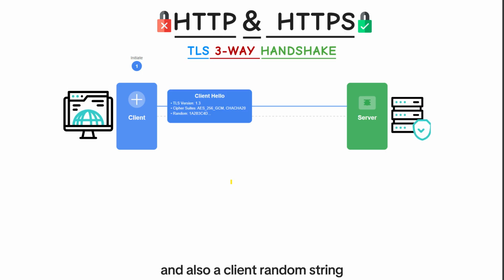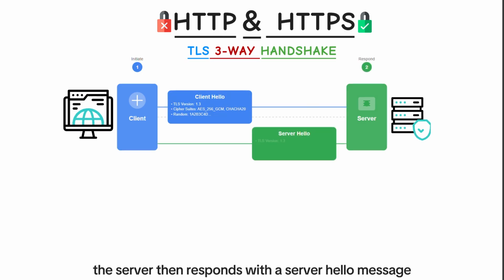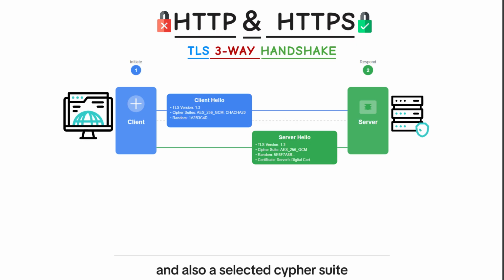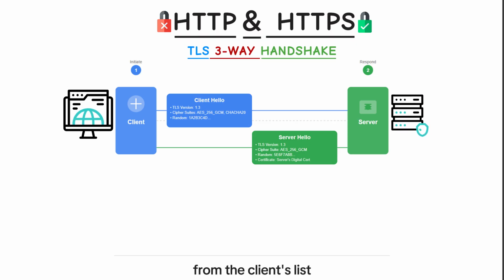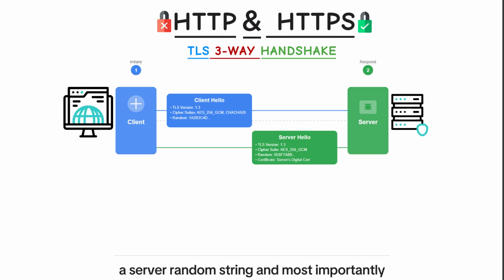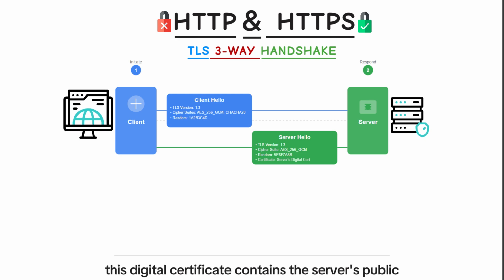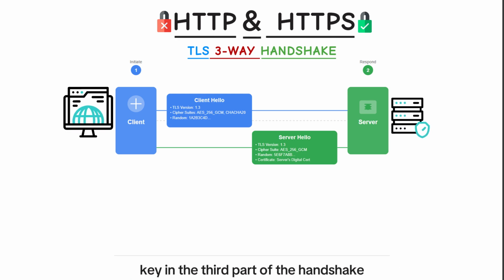client random string. The server then responds with a server hello message, which will include information like the chosen TLS version and also a selected cipher suite from the client's list, a server random string, and most importantly, the server's digital certificate. This digital certificate contains the server's public key.